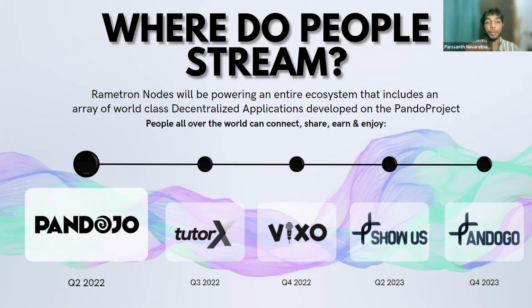And we are building it towards bringing in revenue models, for example subscriptions, donations, gifts and badges and whatnot. That will be happening in about 2 months from today, roughly. So that's what's happening with PandoJo. It's already launched. I think iOS should be coming out in 2 to 5 days, roughly. Then there's TutorX, which is releasing in the first week of Q3. And then there's Vixo, Q4. So this year we've got 3 apps alone, and next year we've got Showers and PandaGo. So we've got 5 apps ready to launch.